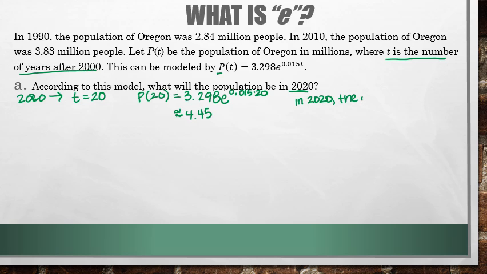So that means in 2020, the population of Oregon will be approximately 4.45 million people.